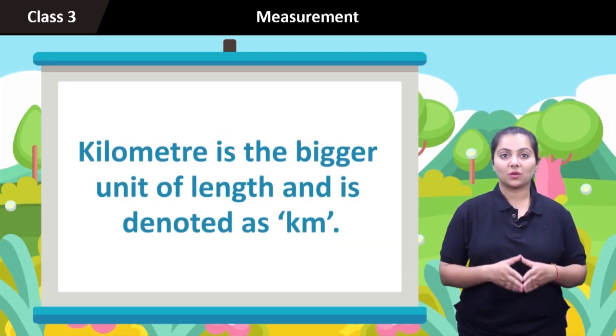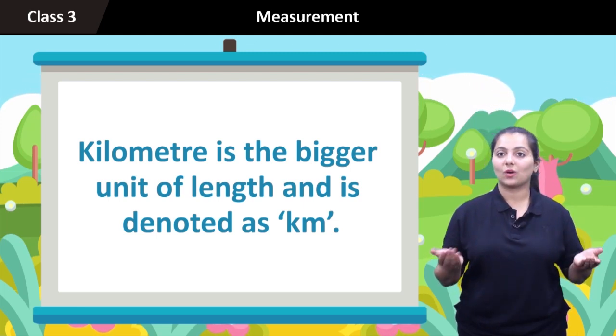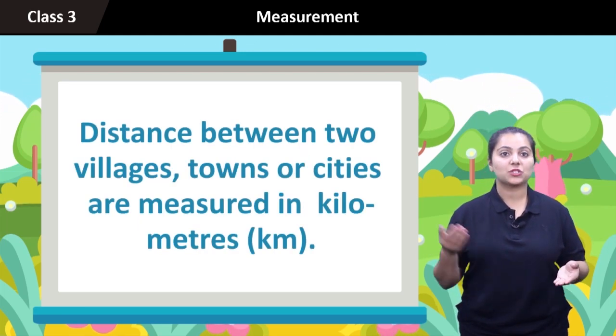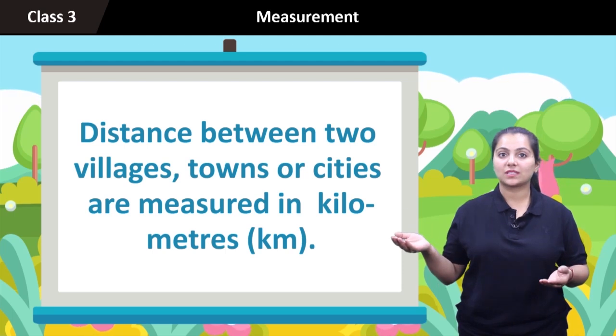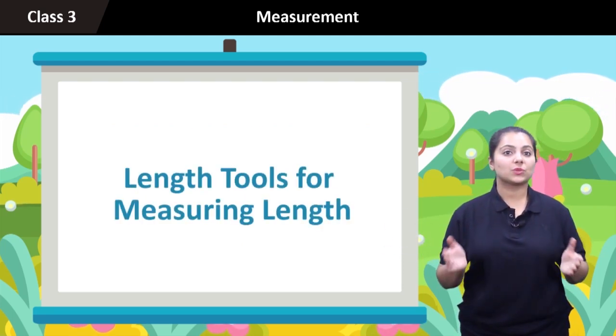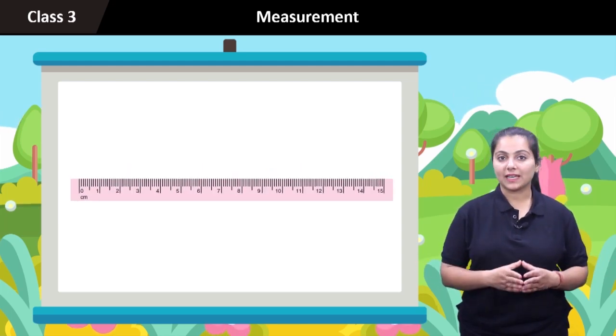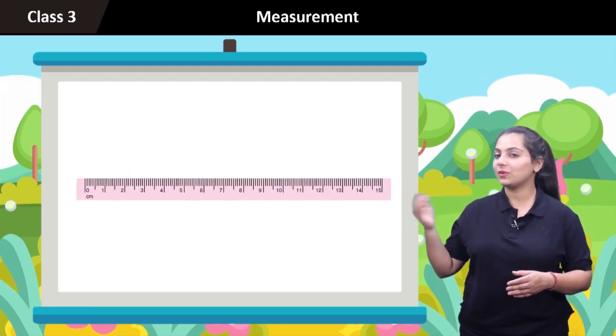Kilometer. Kilometer is the bigger unit of length and is denoted as km. Distance between two villages, towns or cities are measured in kilometers. Tools for measuring length. Ruler. Smaller lengths are measured by a ruler.